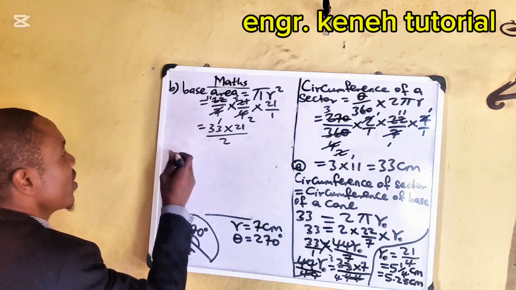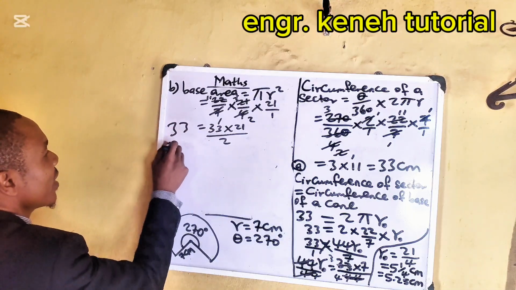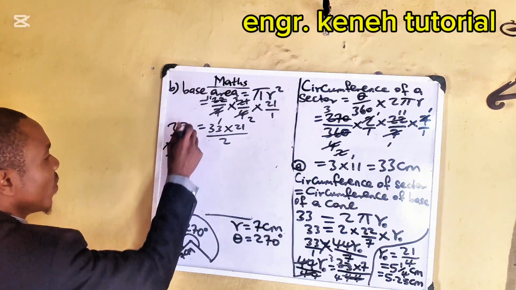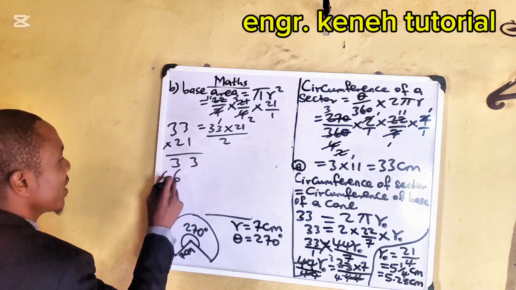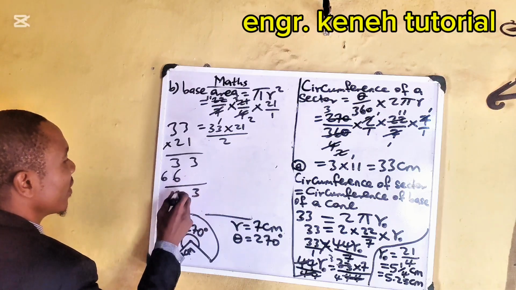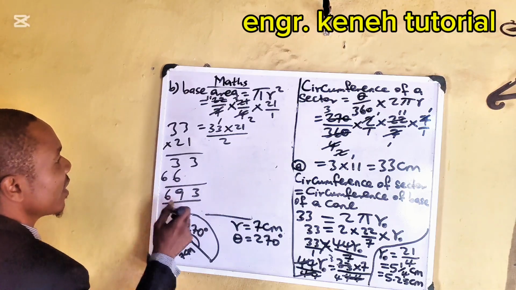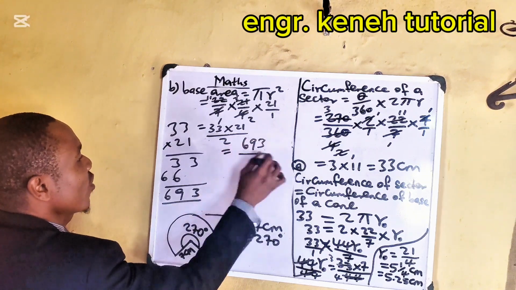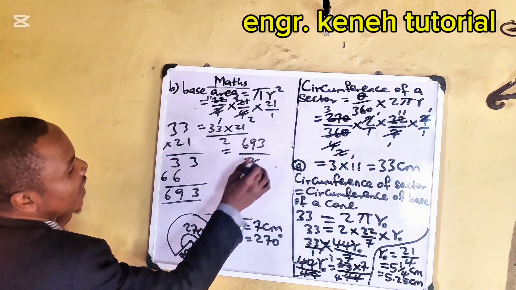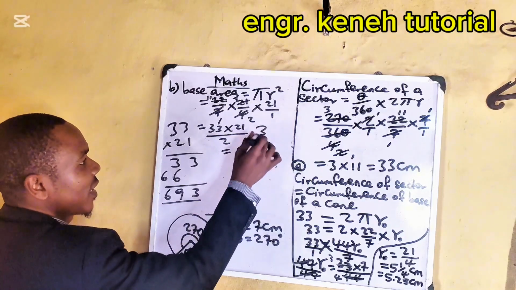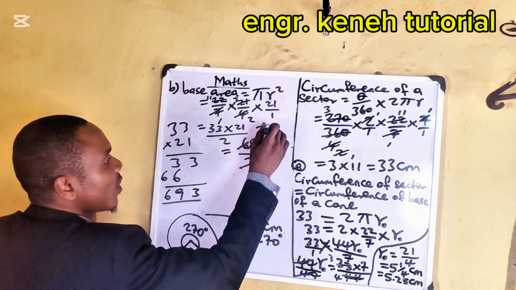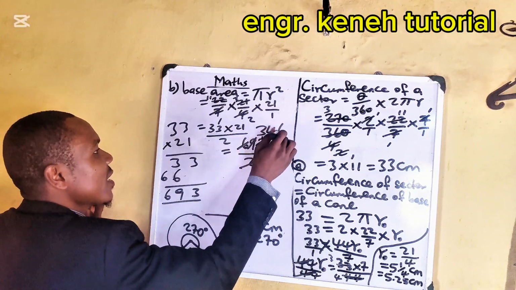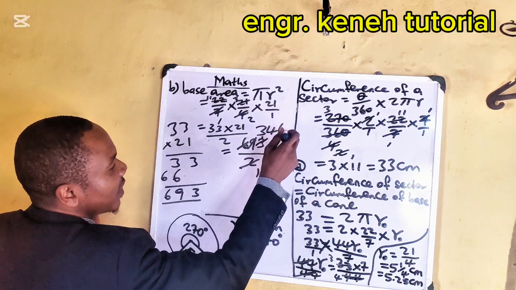So first of all, let me evaluate this one. I have 33 times what? 21. When 1 multiplies, you have this. Multiplying this, you have this. When 2 multiplies, you have 6. Bringing then, you have 3, you have 9, you have 6. Can you see that? So that means that this one will give us 693/2. Can you see that? When 2 divides itself 1, dividing this, it will give us 3. Dividing 9, it will give us 4, remainder 1. Carry 1, put here, have 13. When 2 divides 13, it will give us 6, remainder 1. So you have this.